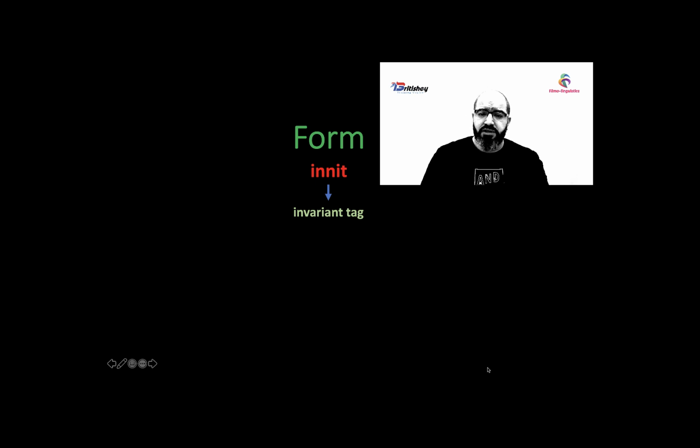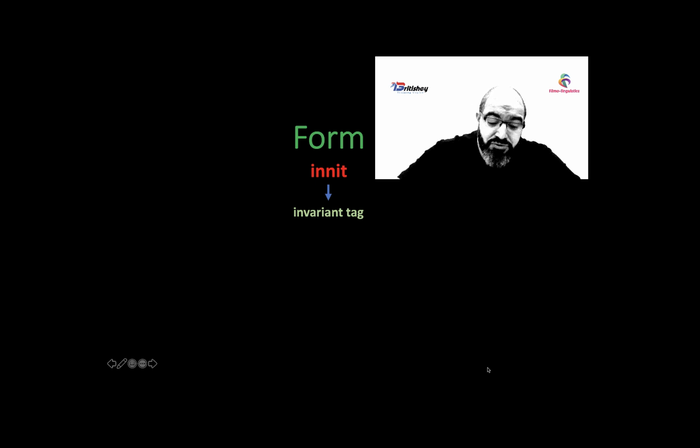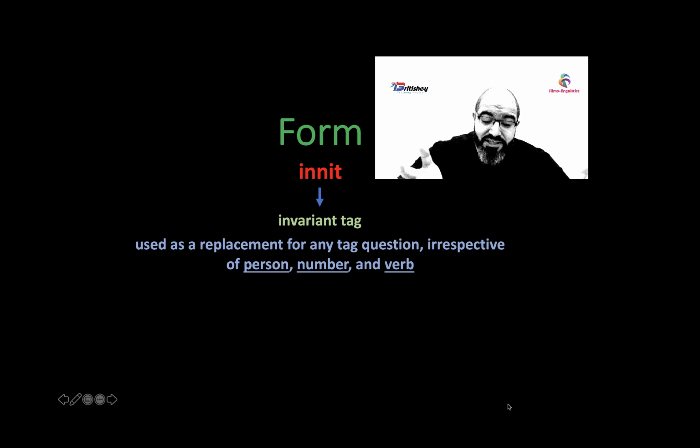How? Like, look at this one. If you say she is tired, then you say isn't she? But if you say she was tired, you say wasn't she? But if you say they were tired, you say weren't they? If you say they can't travel, can they? So again, you change question tags in English according to the different tenses and according to the number of persons, but not with innit. So innit is used as a replacement for any tag question, irrespective of person, number, and verb.